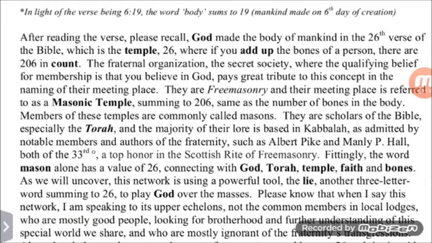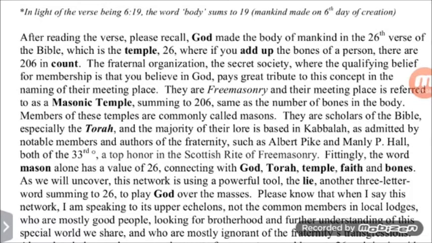After reading the verse, please recall God made the body of mankind in the 26th verse of the Bible, which is the temple 26, where if you add up the bones of a person, there are 206 in count. The fraternal organization, the secret society, where the qualifying belief for membership is that you believe in God, pays great tribute to this concept in the naming of their meeting place. They are Freemasonry, and their meeting place is referred to as a Masonic temple, summing to 206, same as the number of bones in the body.